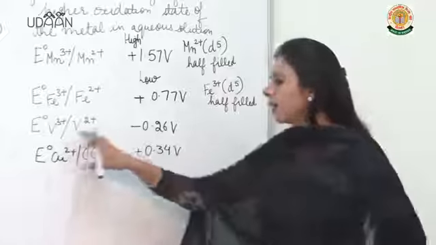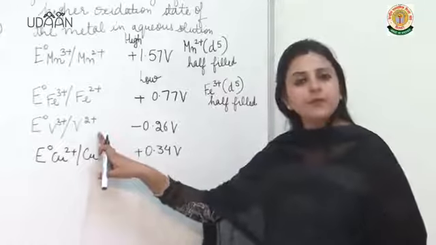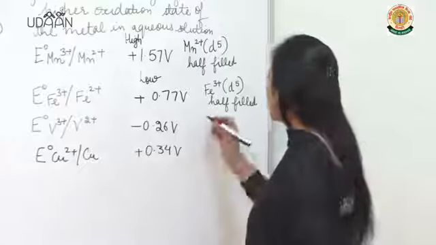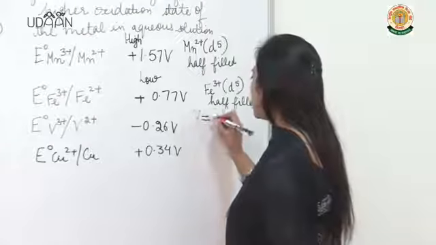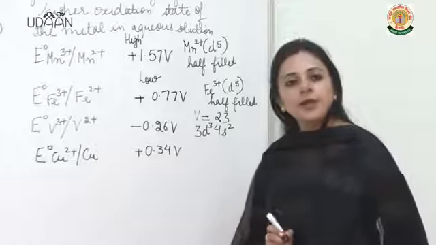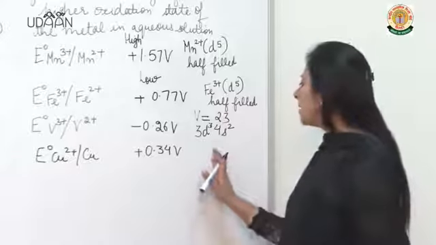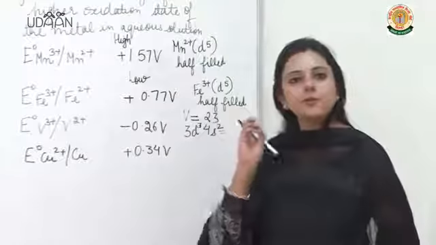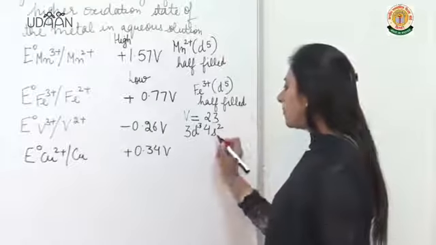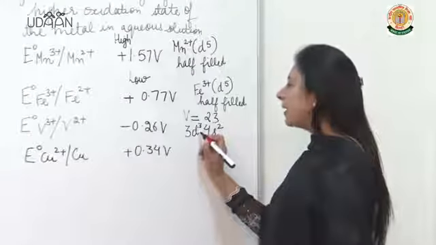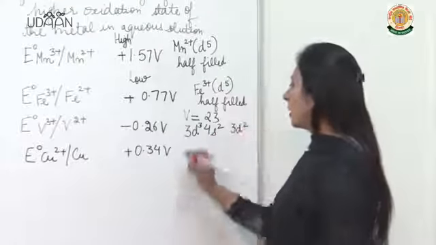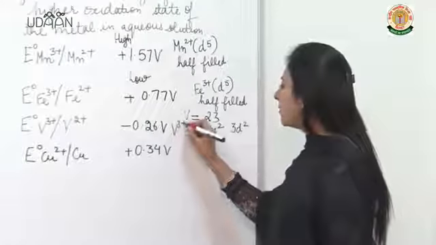Now when we talk about V3+ and V2+, what is the configuration of V3+? Vanadium is 23, it is 3d3 4s2. When I say V3+, that means I have removed two electrons from 4s and one electron from 3d, and I get 3d2. This is for V3+.